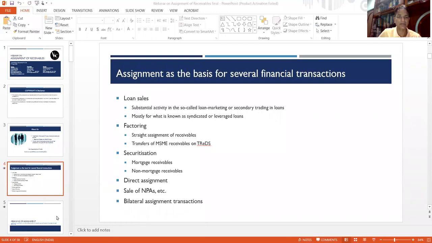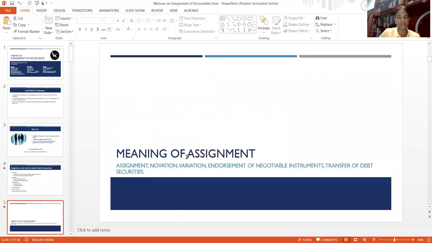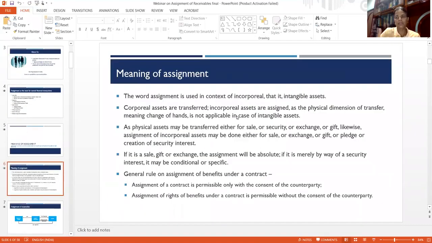For example, what happens in case of factoring transactions? What happens in case of securitization transactions? What happens in case of, let's say, direct assignment transactions? What happens, say, in case of an assignment for the purpose of creation of security and so on? So there might be lots of different variants of assignments, and we would like to talk about those as well. That's our objective for today's discussion.